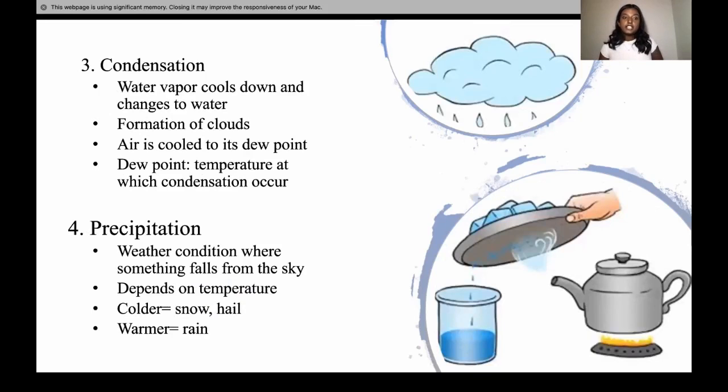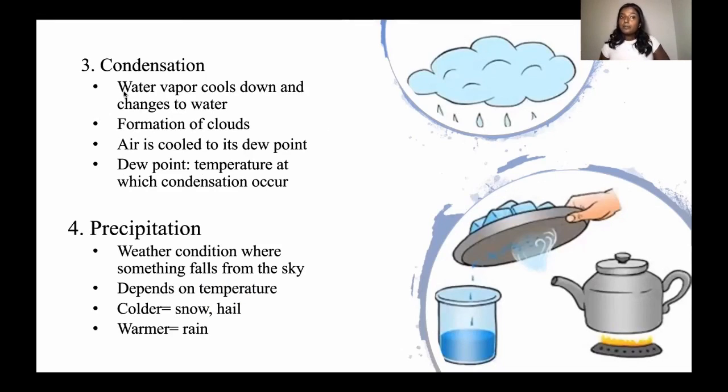Next up, we have condensation. Condensation is basically the water vapor that comes up after evaporation and cools down in order to change into water, and it forms clouds. The air is cooled to a dew point, which is the temperature at which condensation occurs. When you heat up water, it turns into a gas, and you need it to cool down. So you need to hit a certain temperature up in the atmosphere in order for it to cool down and become either a solid again or a liquid again, depending on the temperature of the water, right?